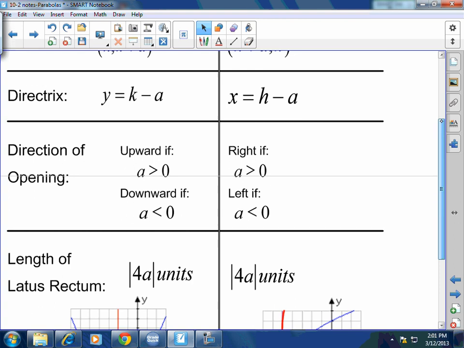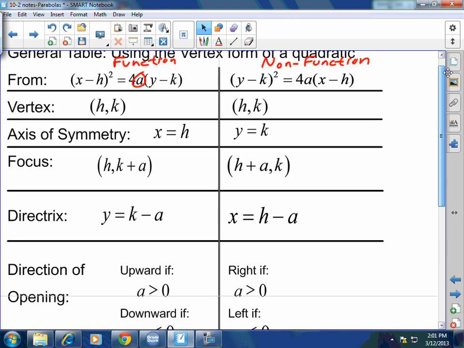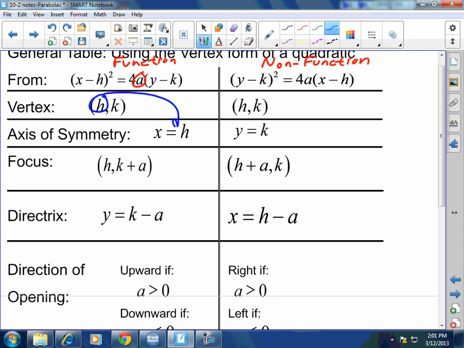A couple things for you to be aware of. I think this is going to help you. Please remember that once you have your vertex, and I have an x squared, the vertex h is equal to the axis of symmetry, right? And when you have a y squared, the k of the vertex is the axis of symmetry for that y squared. Also, when you have x squared and you have a vertex h, that h is also the h of the focus.